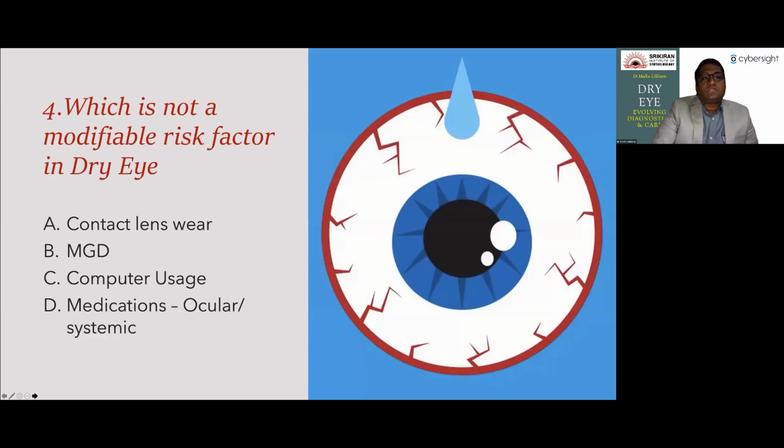Next, which is not a modifiable risk factor in dry eye? Contact lens wear, MGD, computer usage, medications. Thank you. Again, it's an 80% correct answer. As I've told you, meibomian gland disease is not a modifiable risk factor.